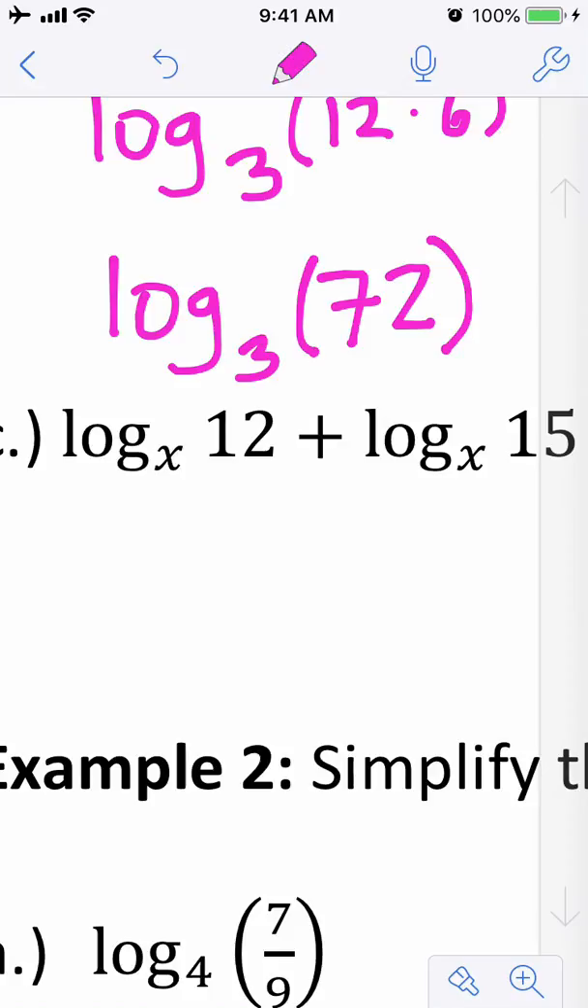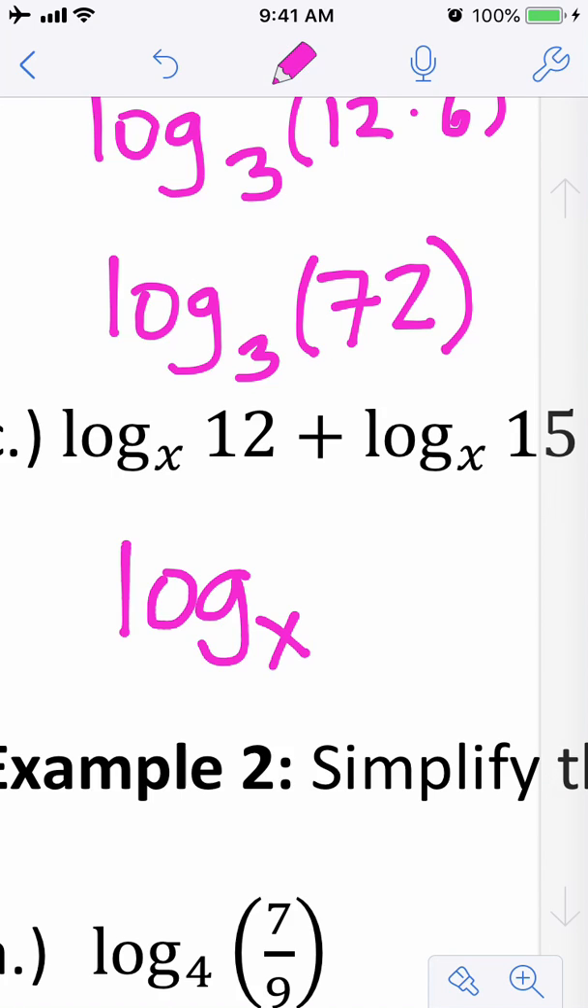Here we have log x 12 plus log x 15. Can I actually combine these? Well, yes, even though you don't know the base. Remember, variables in one expression all represent the same number. So if x was 2, if x was 5, if x was 6, I would plug it into both occurrences. So no matter what, this log is going to be the same. So this is log x still. So we can do that. It's legal because it's the same variable.